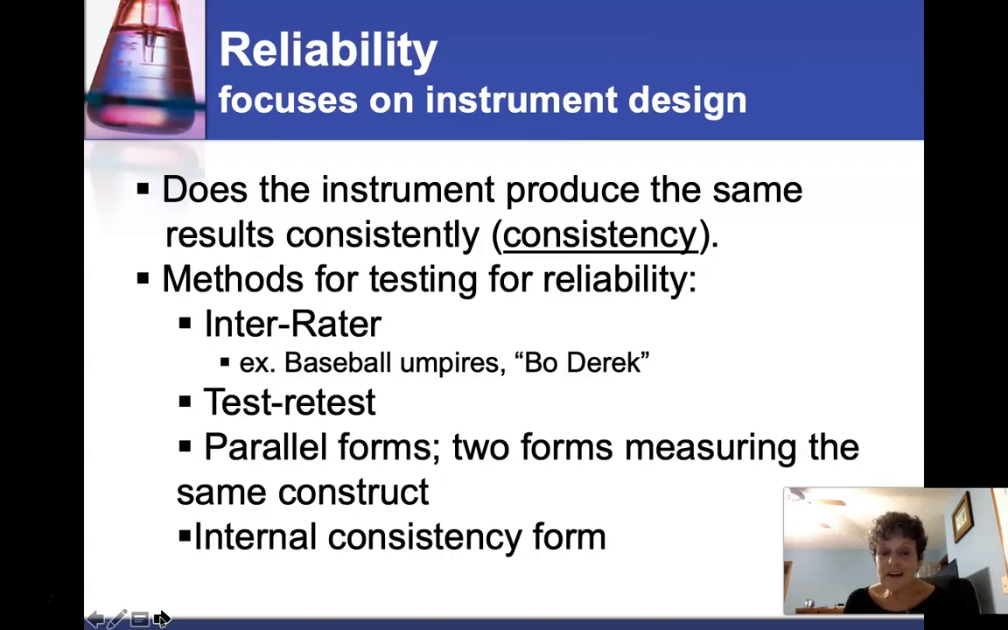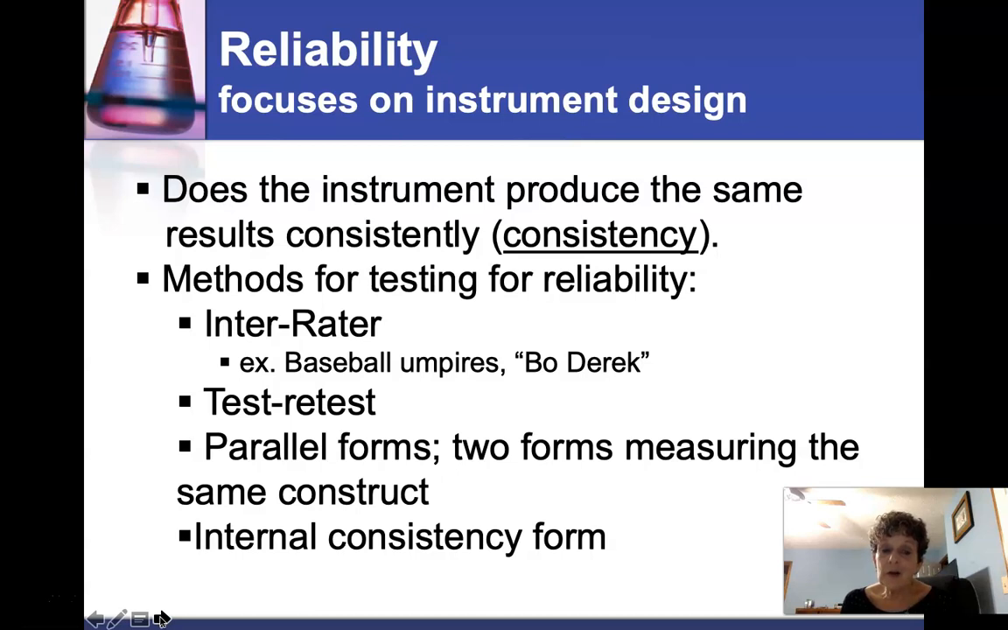I find one of these examples kind of crazy, but I left it in here anyway. Inter-rater reliability could be based on baseball umpires. Think about it: what percentage of umpires call a ball or a strike?